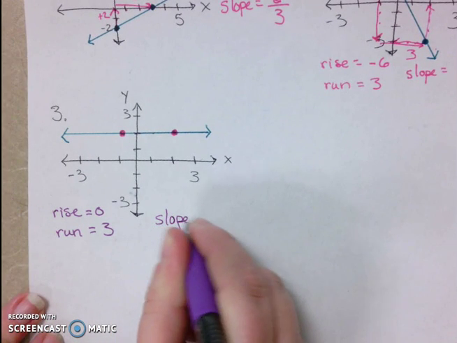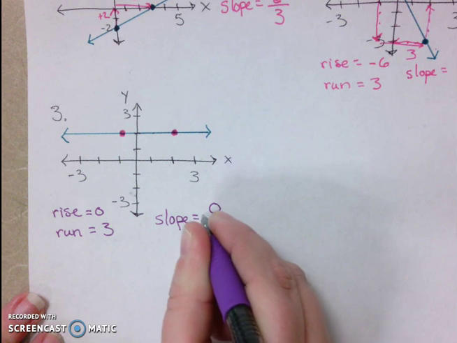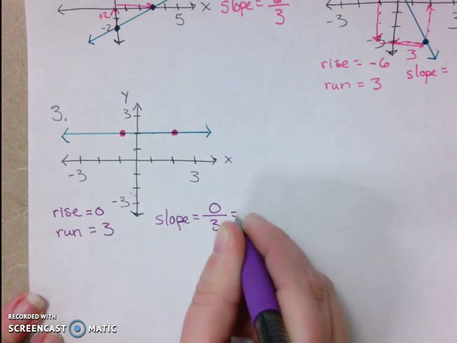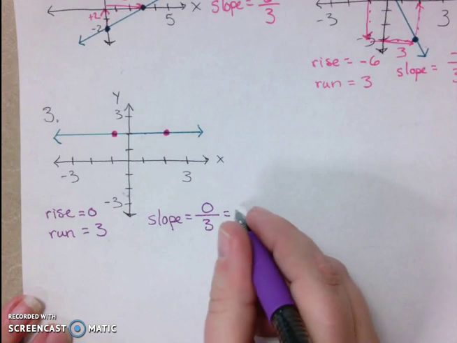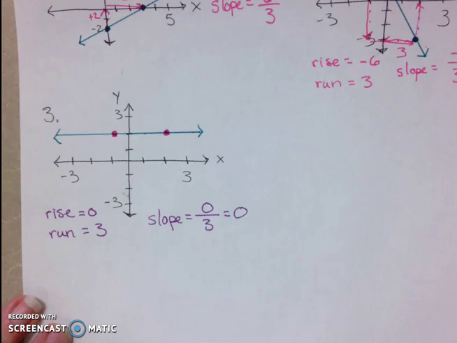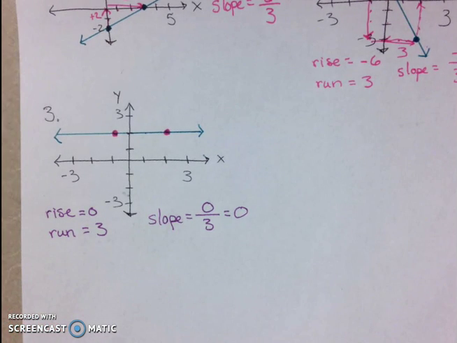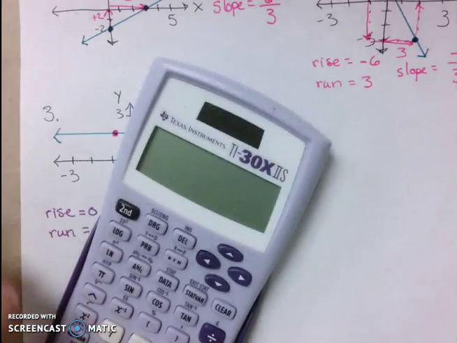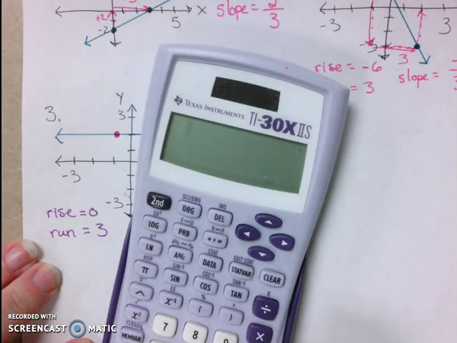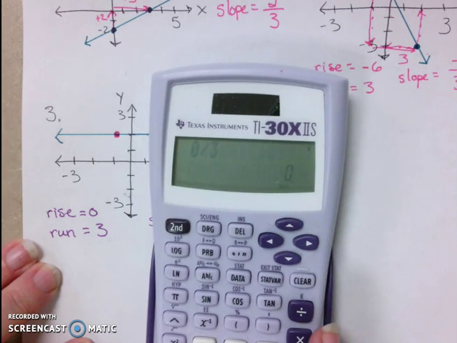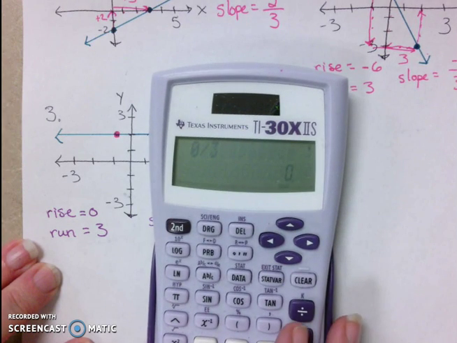So therefore our slope, rise, is 0 over the run, which is 3. And 0 divided by 3 is 0. So there I just showed you mathematically the slope is 0. And if you're not sure what 0 divided by 3 is, because sometimes we get it mixed up, I'm going to just remind you, 0 divided by 3 is indeed 0.